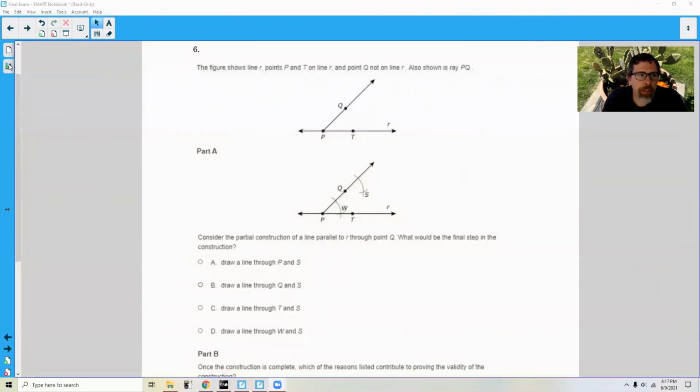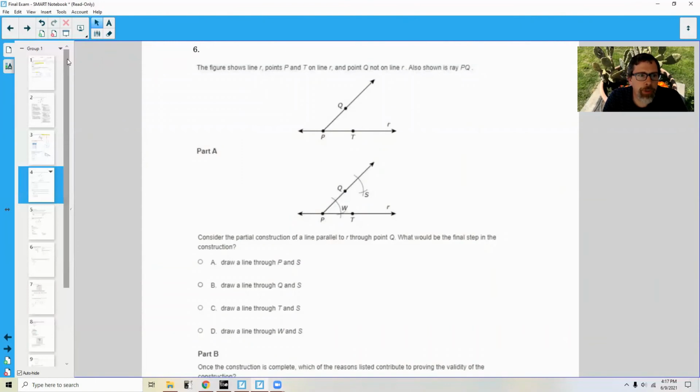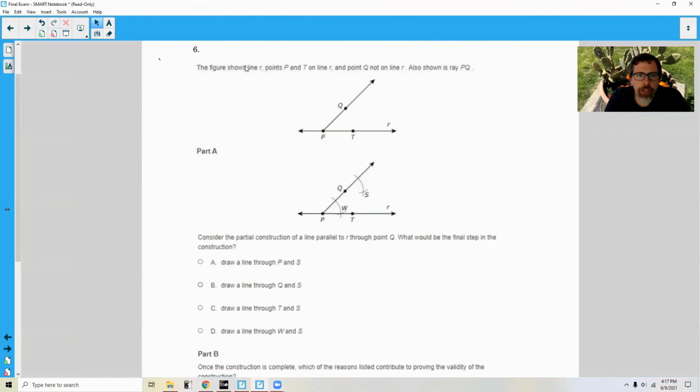Okay, problem number 6. What page are we on? We're on page 4. Problem number 6. The figure shows line R. See the R right here? This is line R. Points P and T are on R, and point Q is not on R, also shown as ray PQ. Okay, consider the partial construction. Notice what that just said. Partial construction of a line parallel to R through Q.